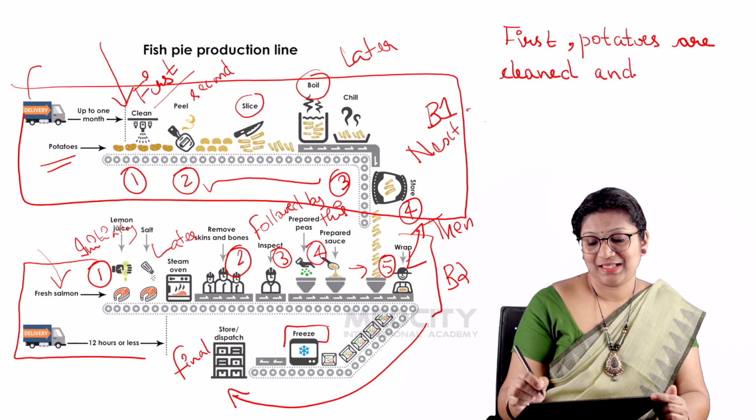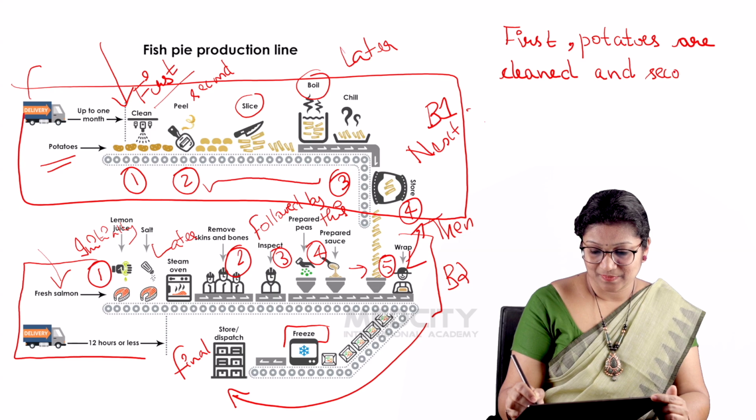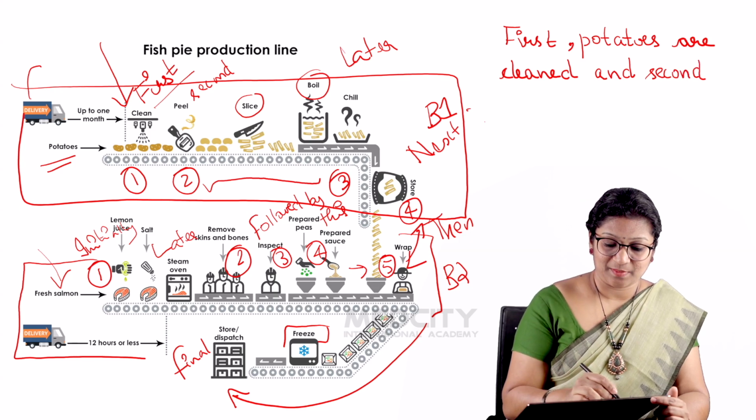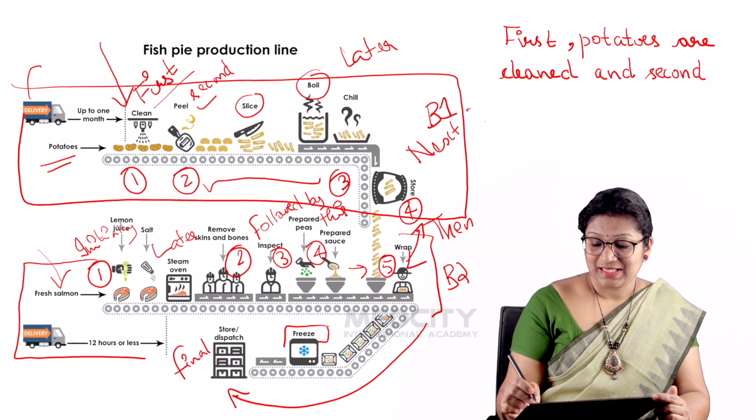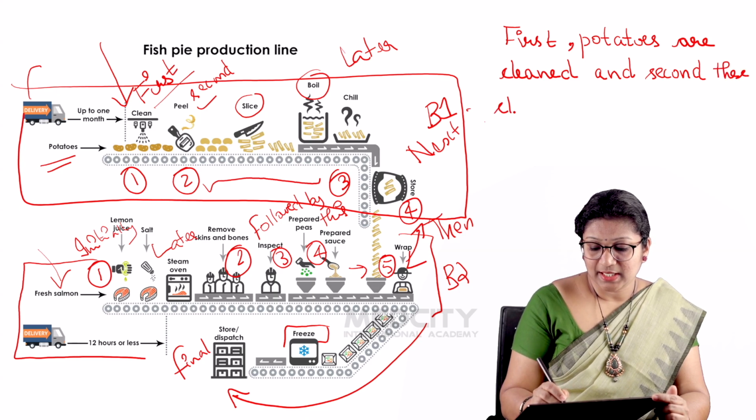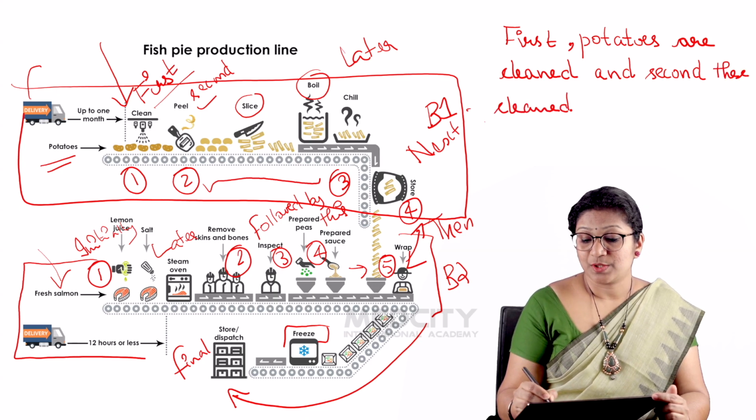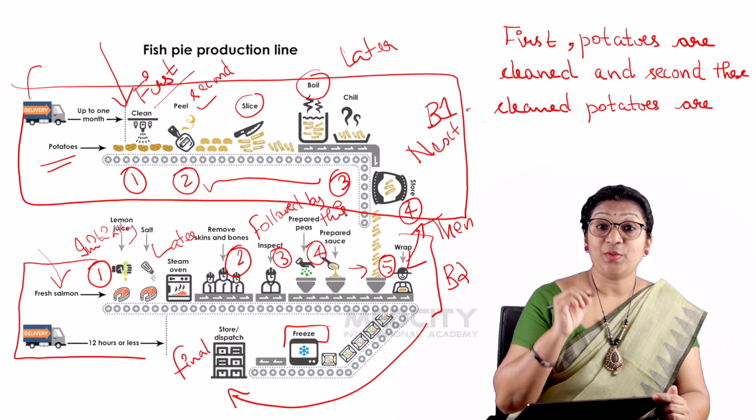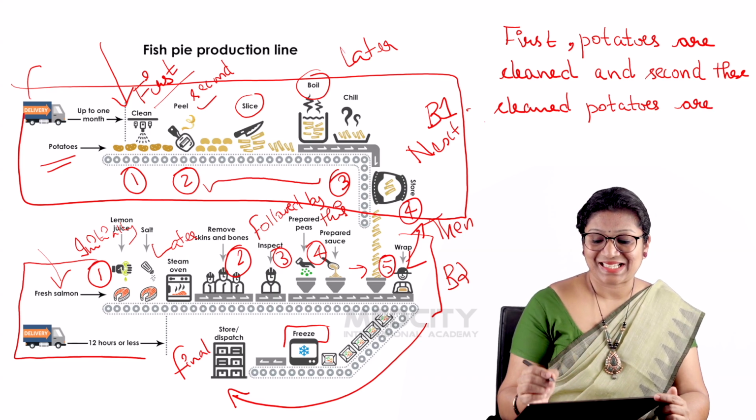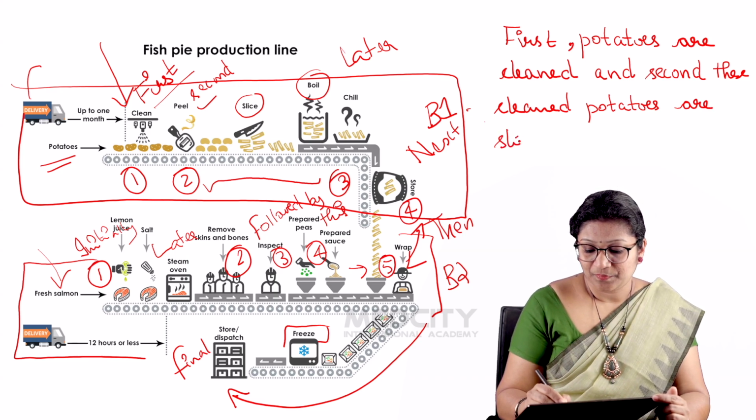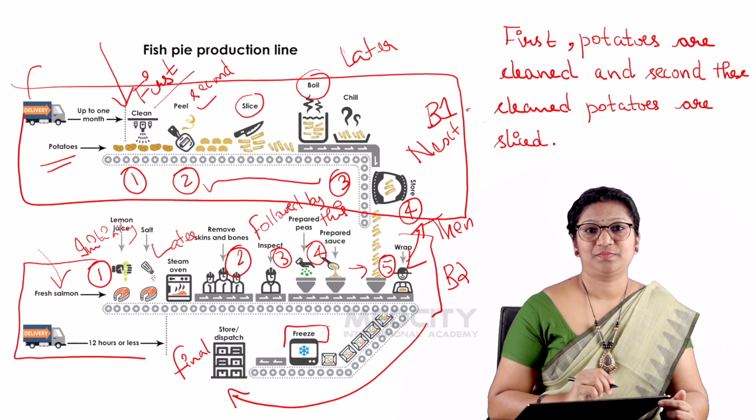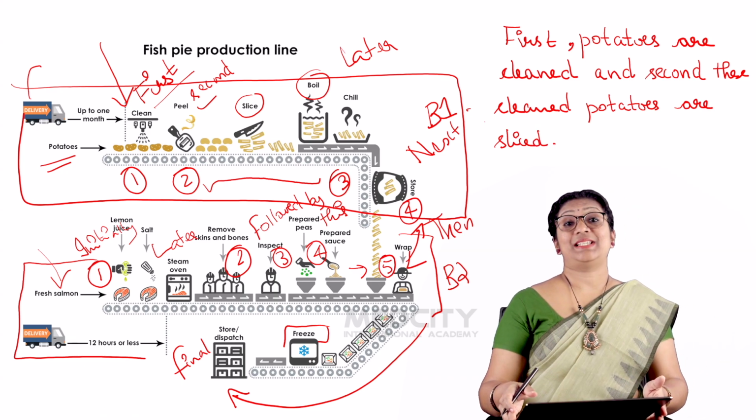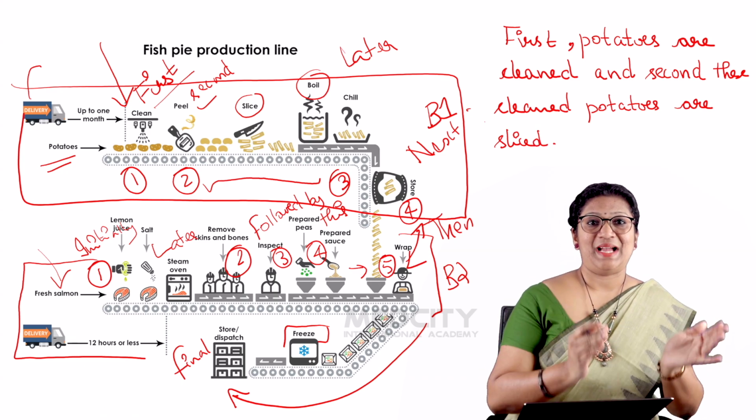And second, okay, I'm connecting it because see second, and second, these cleaned potatoes are, now the past participle of the word slice, are sliced, full stop. So this is an example of a passive construction.